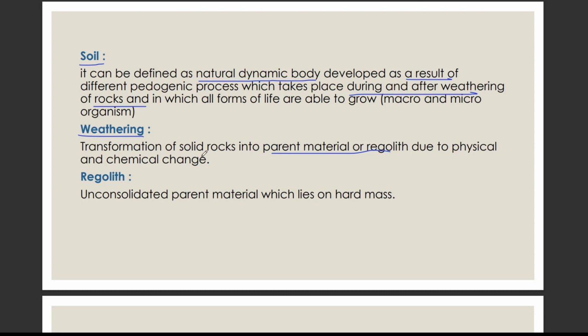And what is regolith? Regolith is unconsolidated parent material which lies on hard mass. What does that mean? If we see a hard mass of rock, then some deterioration or breaking of small parts will occur on the surface of the hard rock, and those small particles will be present on that rock. That unconsolidated part of the hard mass is called regolith.